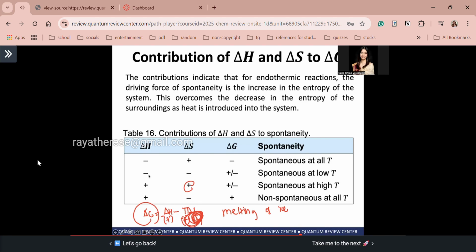And lastly, guys, if you have an endothermic process, so positive delta H and negative entropy, automatically, guys, delta G is positive, okay?